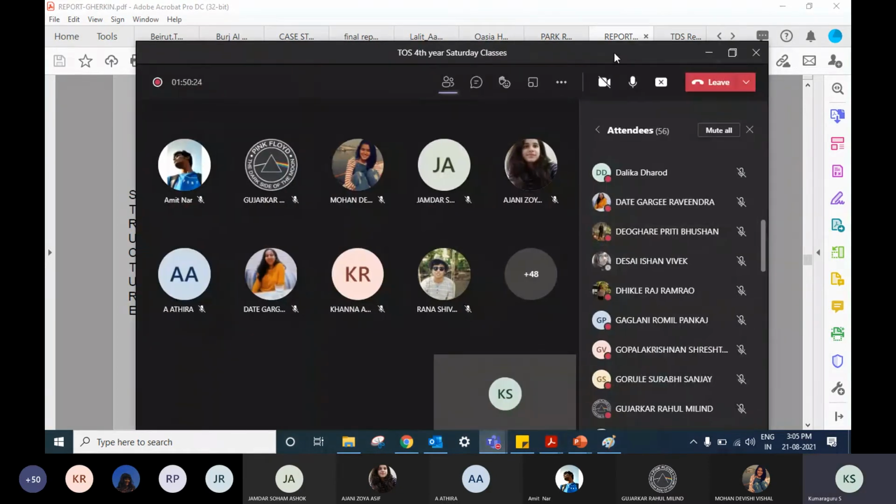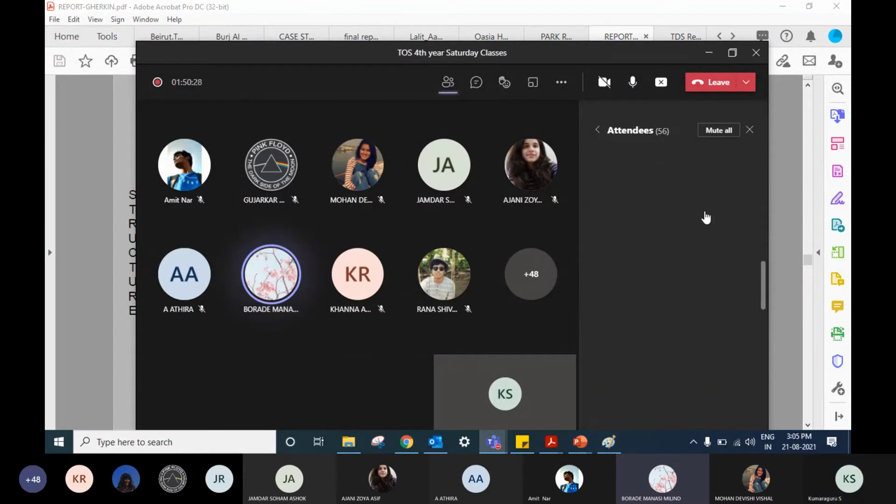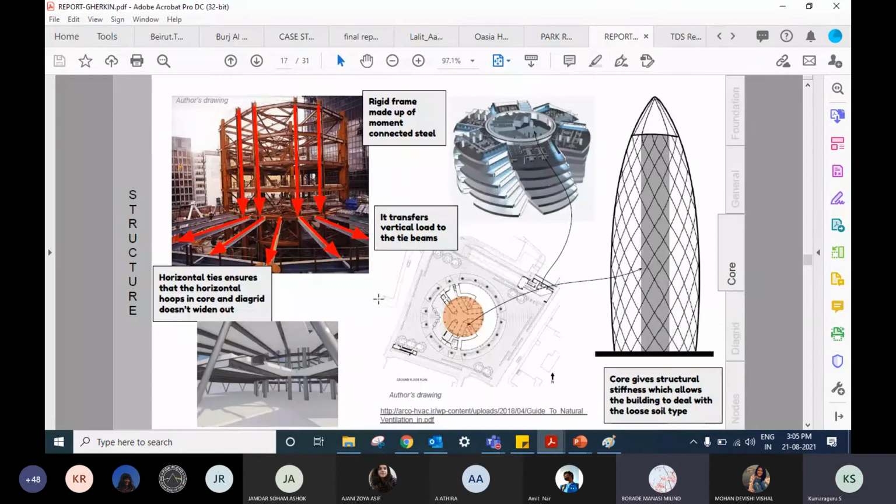Anyone from the team? Yeah, I'm not very sure, but I think the columns and the beams which are present in the core, the frame, we did not read anything about it, but we analyzed that maybe the column which is transferring the vertical load, that goes onto the beam and the beam is connected to the tie beam. So like that, I'm not sure.